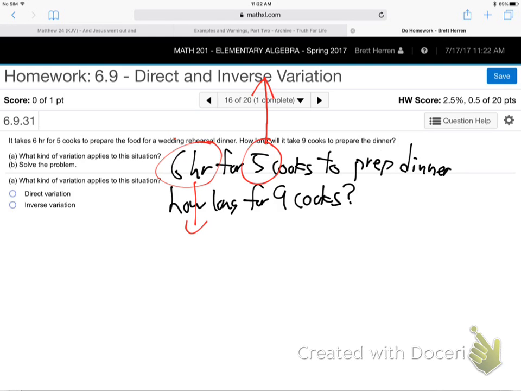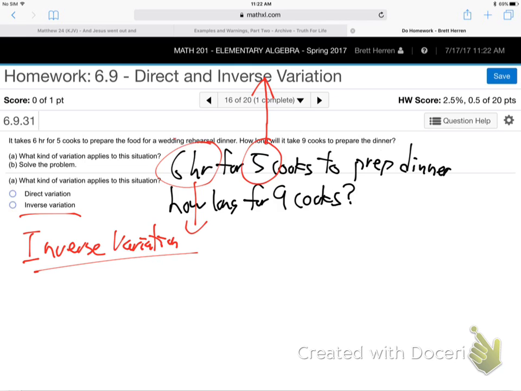More cooks makes the cook time less. So that's an inverse relationship, isn't it? That's inverse variation is what they call that. Does that make sense? You all good on that?